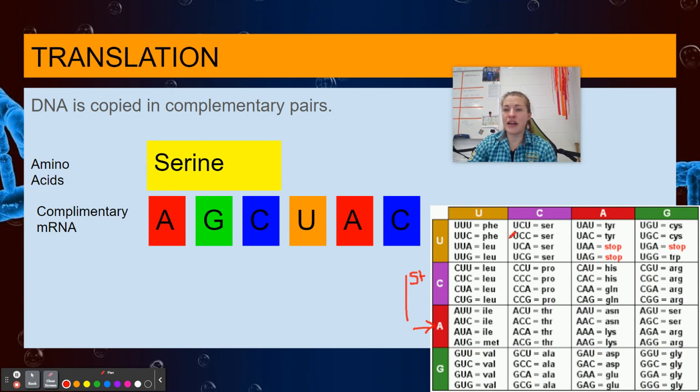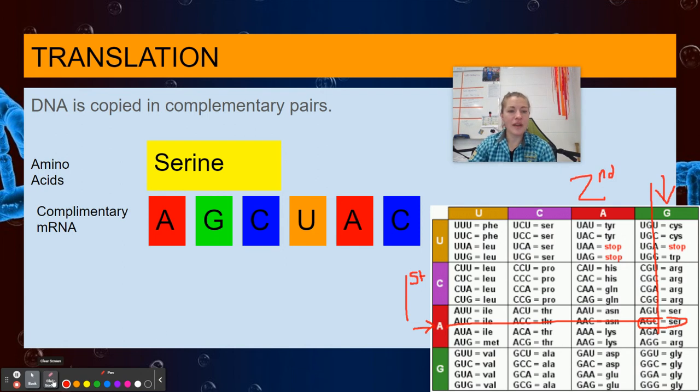My second letter is a G. So second letter is up on top. So I know that it has to be in this row and this column. And then I have AGC. So AGC is right here. So that is serine, S-E-R.